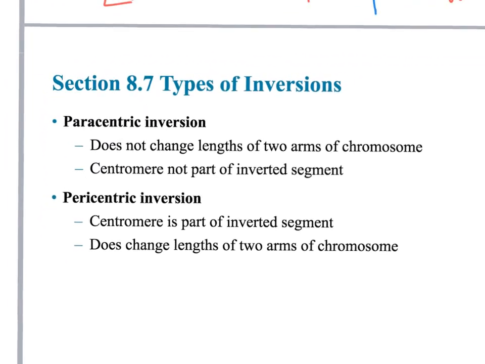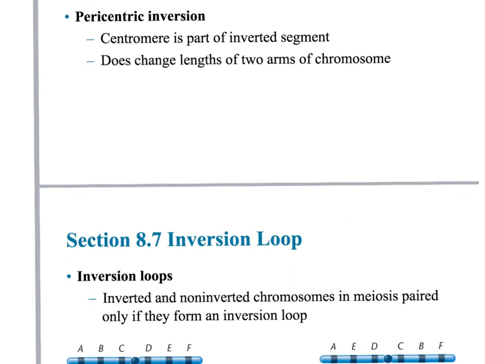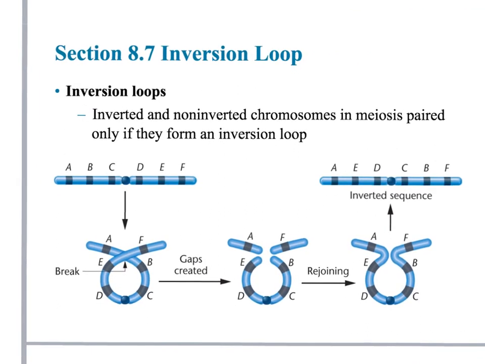And then you get a few types of inversions. One is paracentric inversion, and it doesn't change the length of the two arms of the chromosome, and it also does not include the centromere. That's not a part of the inverted segment. Pericentric inversion is where the centromere is a part of the inverted segment, so the length of the two arms is going to change when the centromere is included in the inversion. And then the inversion loop: inverted and non-inverted chromosomes in meiosis pair only if they form an inversion loop. So you'll have to get that little loop, and then they rejoin and pair.